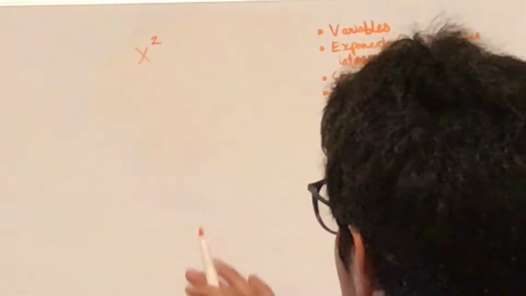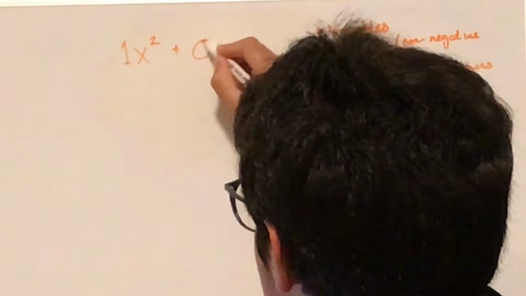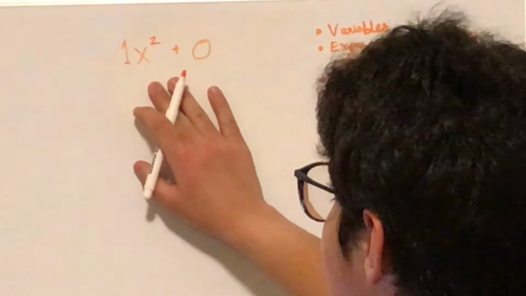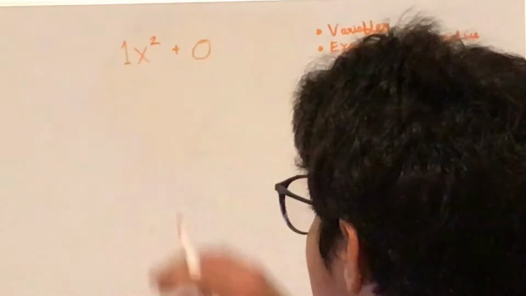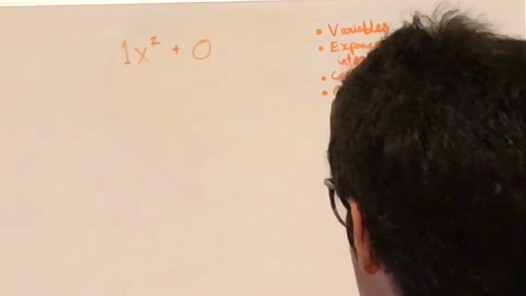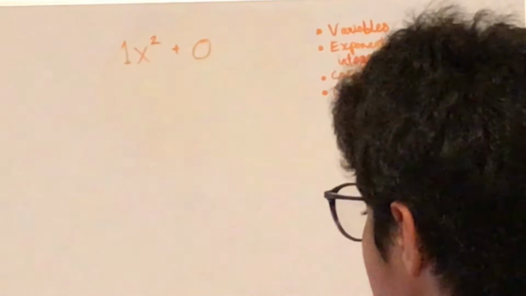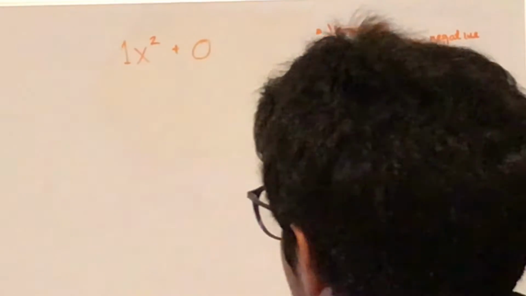We don't have a coefficient yet, and we don't have a constant. But we can do that very simply by taking this 1x squared, which is the same as x squared, and we can add a 0. It's the same value as x squared. It's simplified because the 0 shouldn't come, the 1 doesn't need to come either. But now it has a constant, the 0, a real number, 1, a coefficient, which is also a real number. So this is a polynomial.